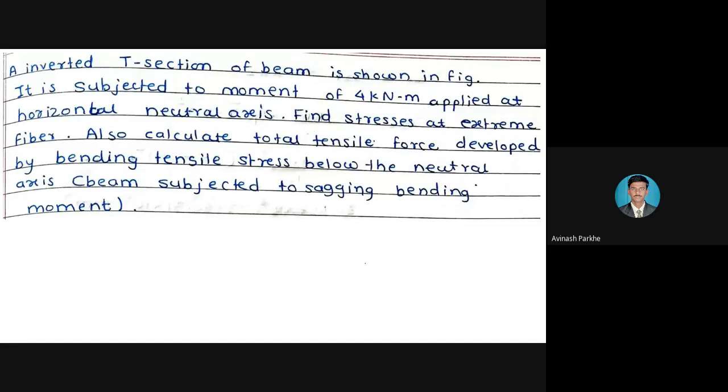Now read this particular statement carefully and understand how it is to be calculated. Let us see. Inverted T section. Normally, if you are thinking about the simple T section, not inverted, at the top side a horizontal rectangle is there, and at the bottom side of that horizontal rectangle one vertical rectangle is connected. That means you will get the T section.